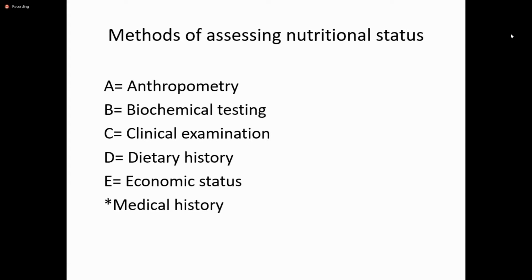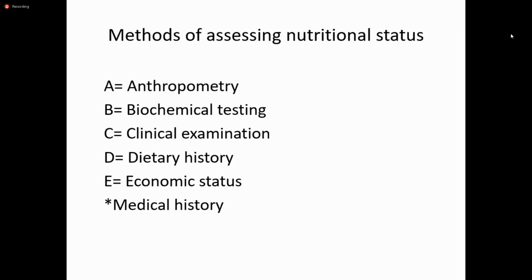Now, how do we assess nutritional status of a child? To remember, you can remember by this acronym ABCDE. Okay, so A stands for anthropometry, which we do in all children. So we measure various anthropometric measurements. I will come to this in detail, and more detail will be discussed in your clinical classes.